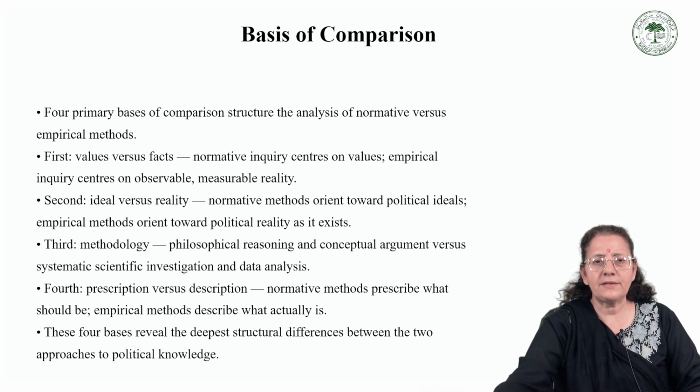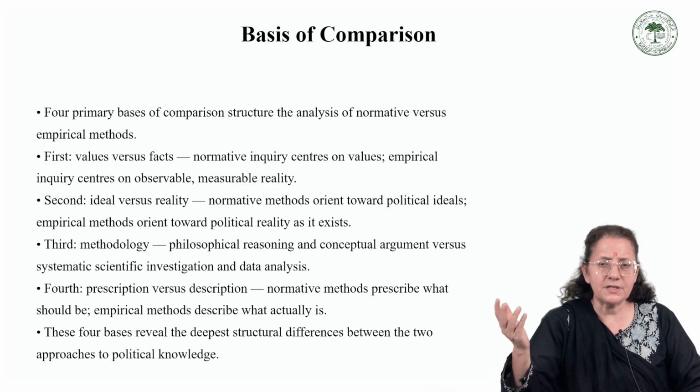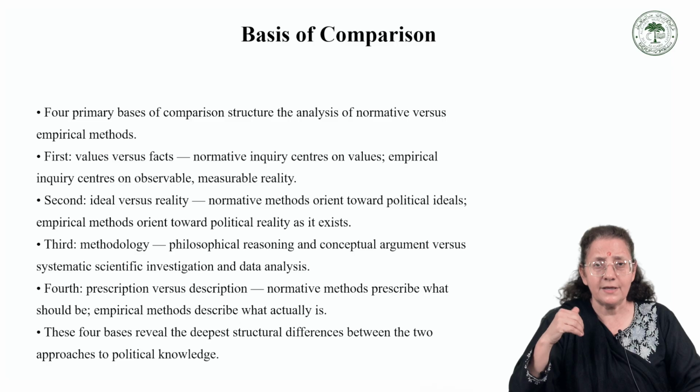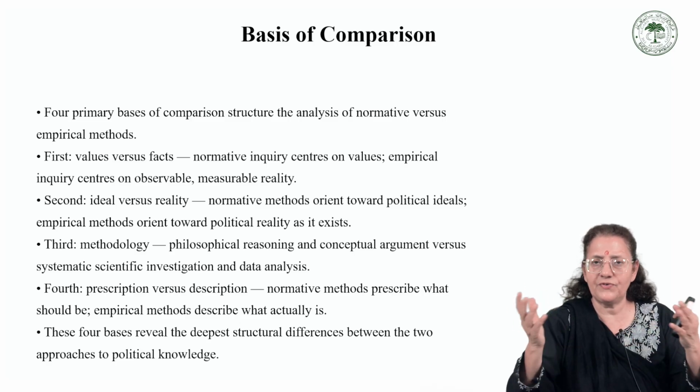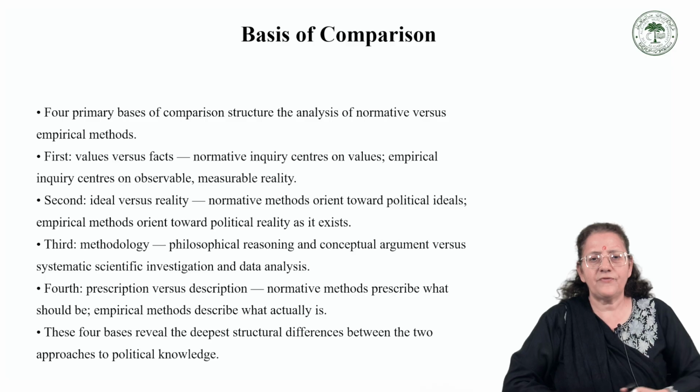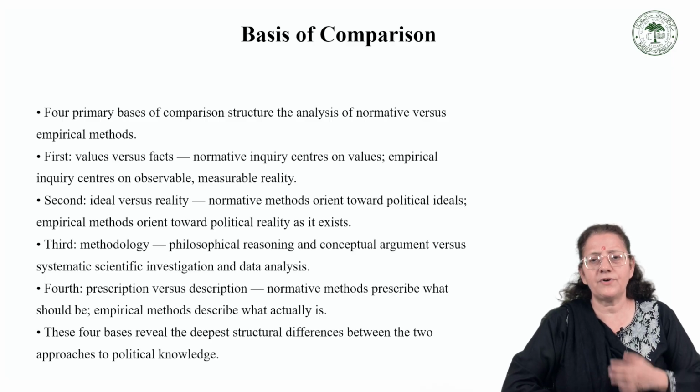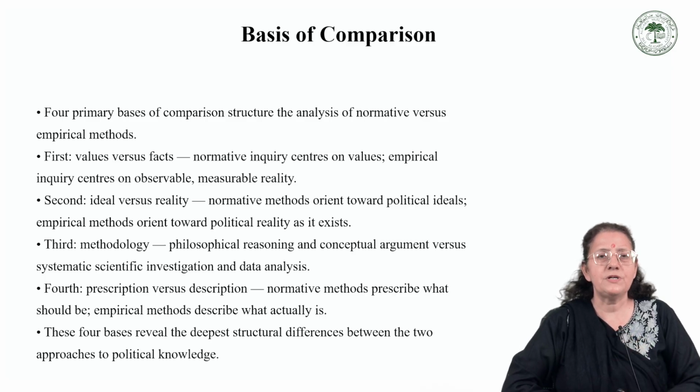The second basis is the ideal versus reality distinction. The normative method orients itself towards ideals, towards what political life should be at its best. The empirical method orients itself towards reality, towards political life as it actually is. These different orientations lead to entirely different research agendas, different standards of success, and different contributions to political knowledge.